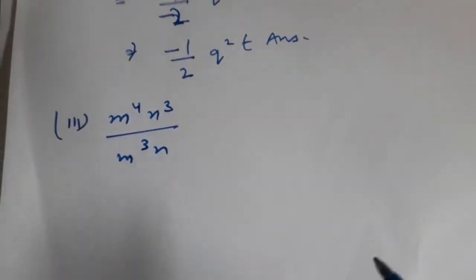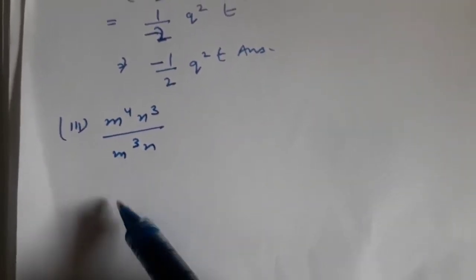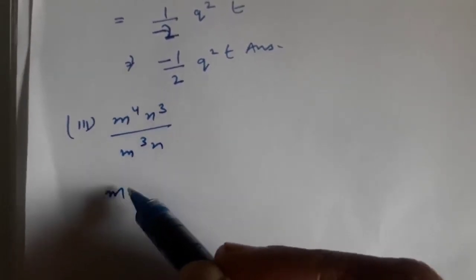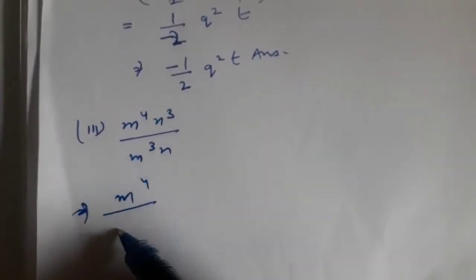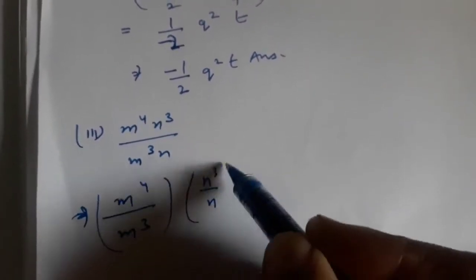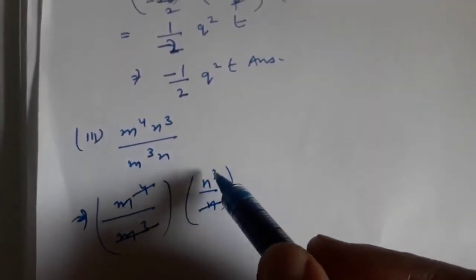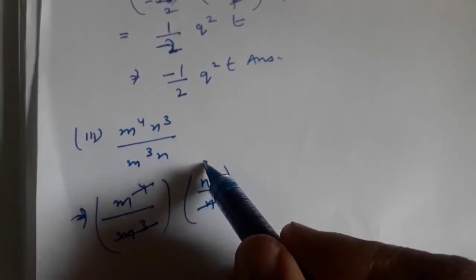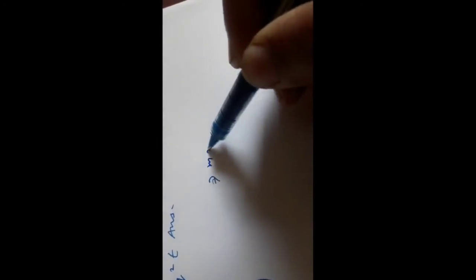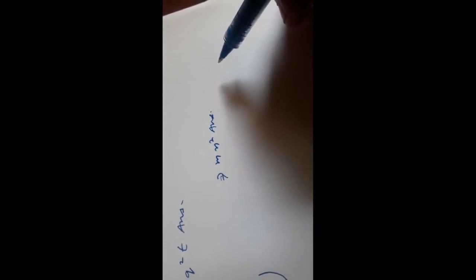The third part is m raised to the power 4 n cube by m cube and n. So we will separate m4 by m cube and n cube by n. This m cube will get cancelled with m4, and this n single will get cancelled with n cube, so we will remain with n square. So our answer will come out as m n square. So the answer of the third part of question number 1 is m n square. Now come to the fourth part.